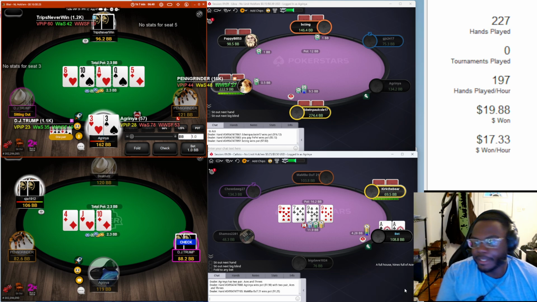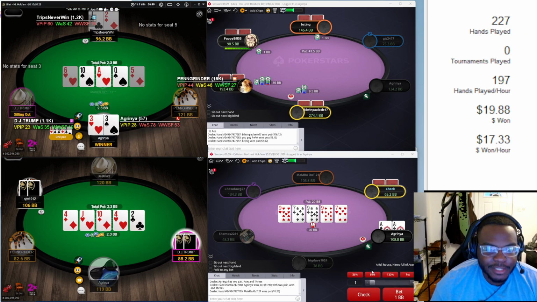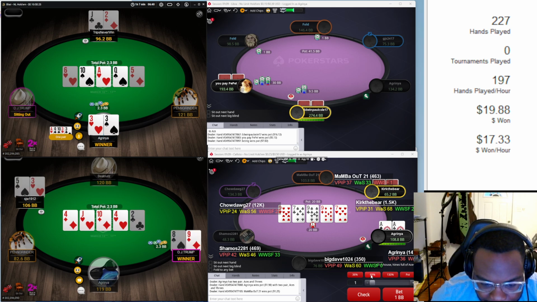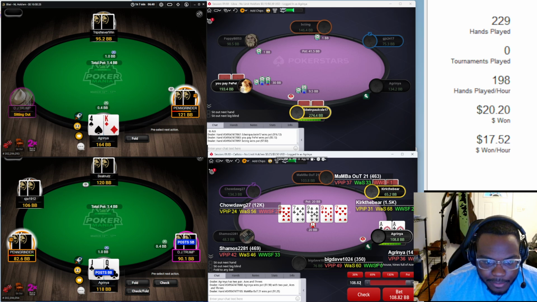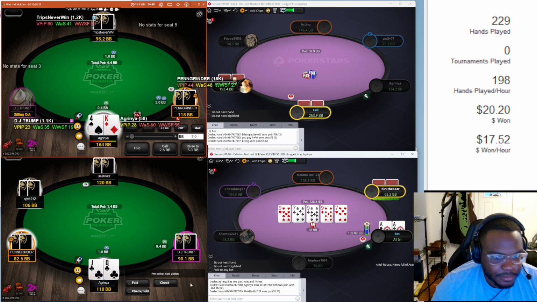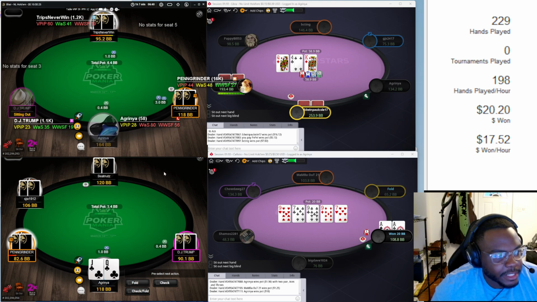Oh, the ace. You gotta play the ace, right? He calls. Turn is a 7. Counterfeiting a lot of the 7s here. He could have ace high. We are actually gonna jam here. And we take it down.